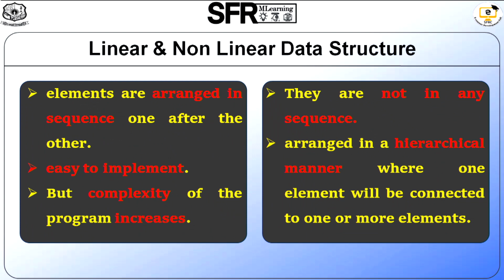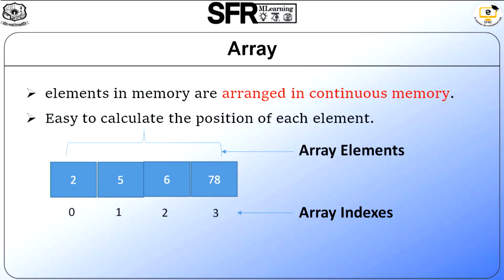So what is linear data structure? So here the elements are arranged in a sequence manner, one after the other. It's very easy for us to implement, but the complexity of the program is getting increased. So in case of non-linear data structure, it is not following any sequence. It is arranged in a hierarchical manner, one by one. But here these elements are getting connected to one another. Okay. So in linear data structure, let me see one after the other.